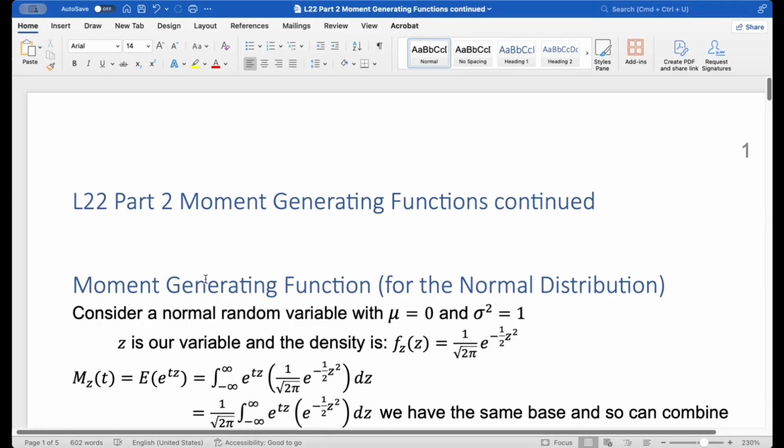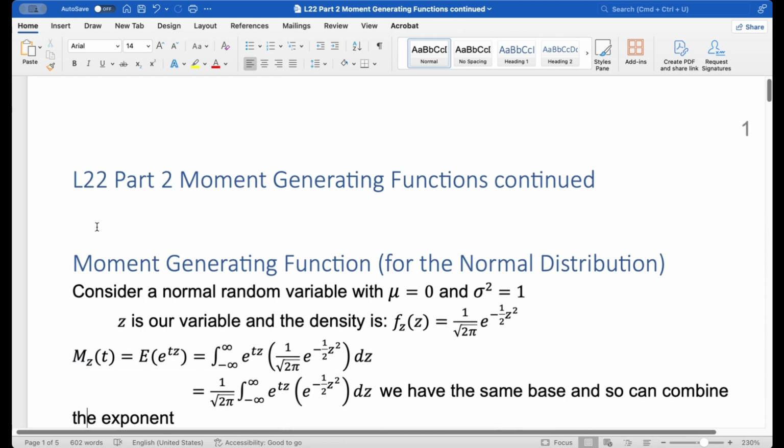L22 Part 2: Moment Generating Functions, continued. We're going to look at the moment generating function for the normal distribution. We'll start out with a standard normal with a mean of 0 and a variance of 1.